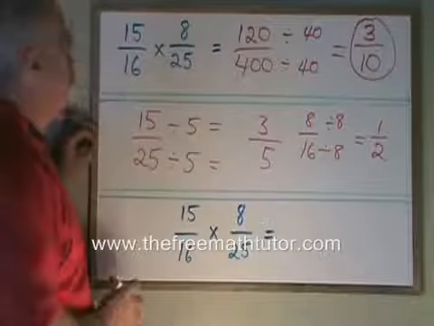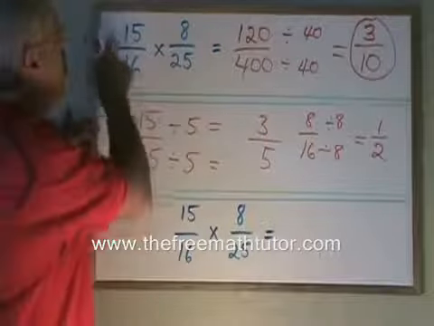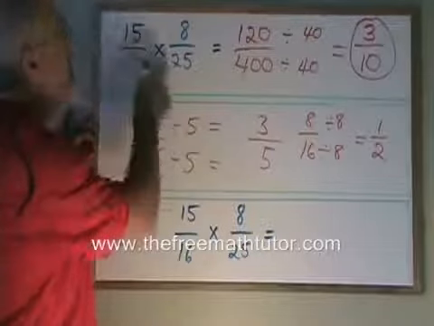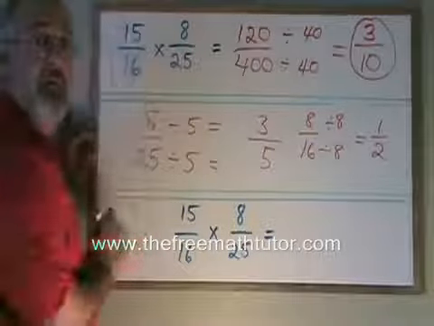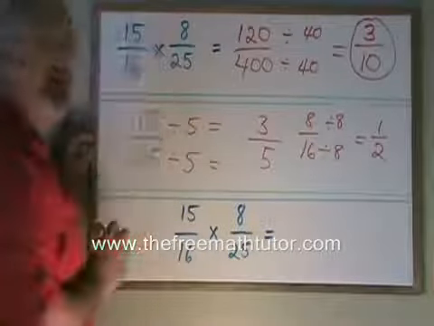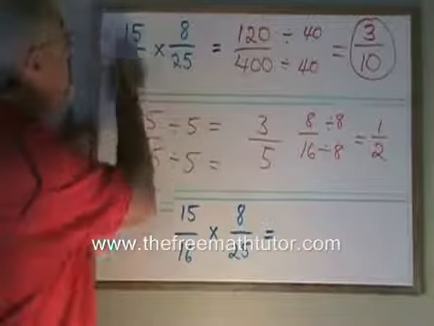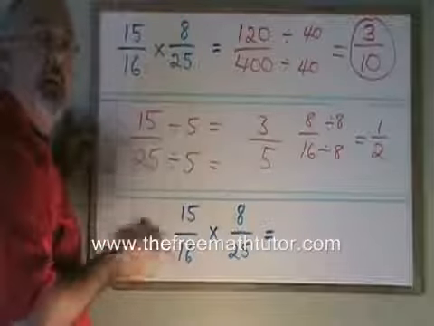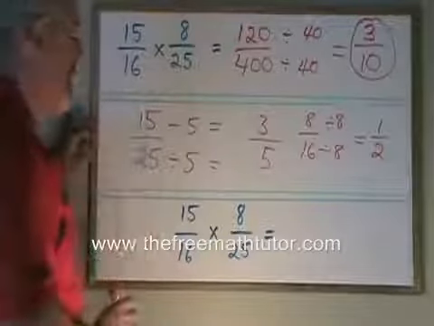This is the trick we're using. We're allowed to use any numerator with any denominator when we're multiplying fractions. If this is a multiplication symbol, we can reduce the 15 and the 25 by what we call cancelling. And this is what it should look like.